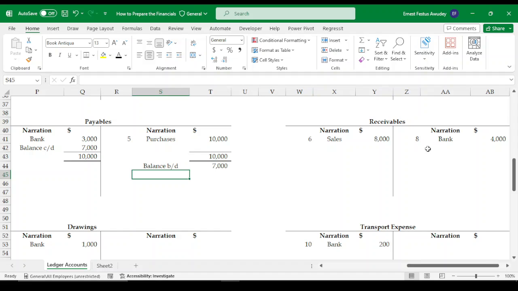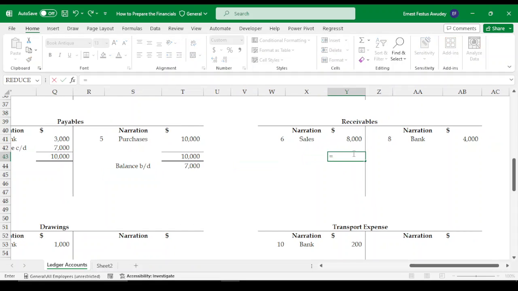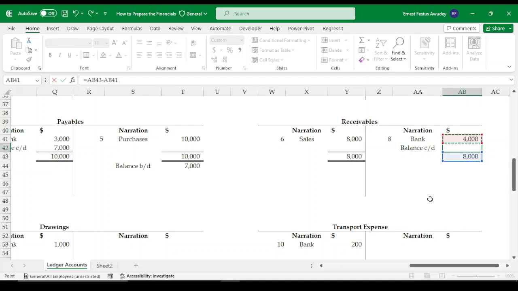We come to receivables. The same thing we did here is going to apply here. So the total is going to be 8,000. So I'll just come here and have alt equals 8,000. I'll come here and reference my 8,000 and underline them using my borders. Then this is where our balance carried down is going to be. So I have my balance carried down, and that is going to be the difference between the total and the lower total, which is 4,000.